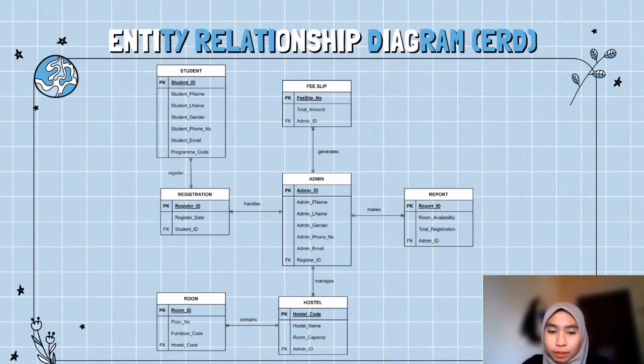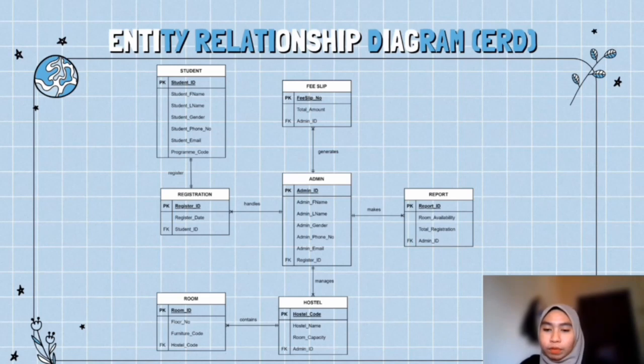Okay, so for the first table, which is student, the primary key is student ID. Next, for the registration table, the primary key is register ID and the foreign key is student ID, which is from the student table. The primary key for the next table, which is the admin table, is admin ID and the foreign key is register ID from the registration table. Next, the fee slip table has a primary key named fee slip number and the foreign key is admin ID from the admin table.